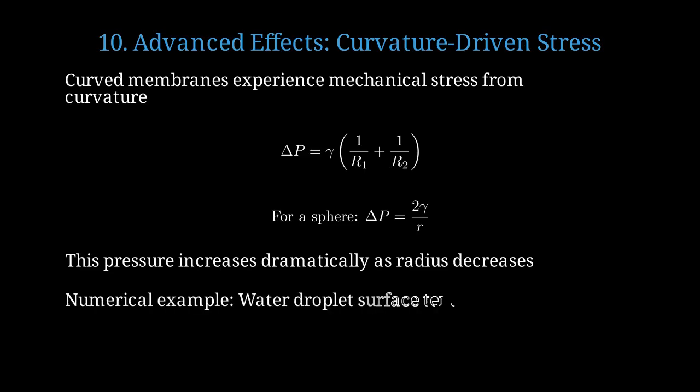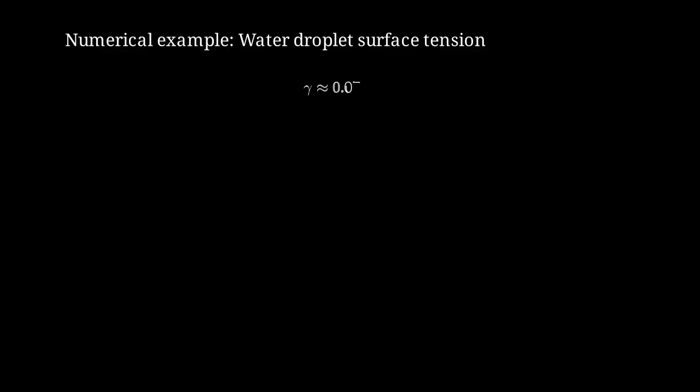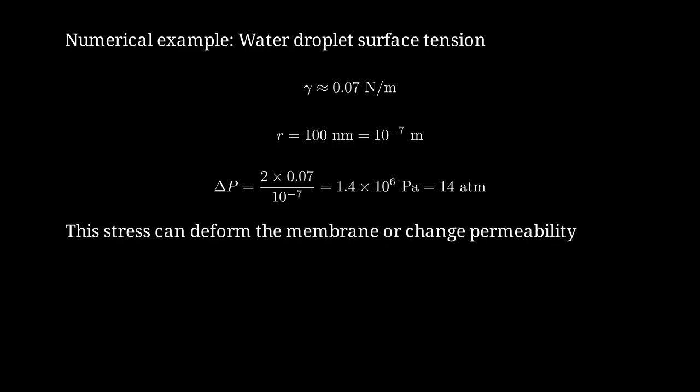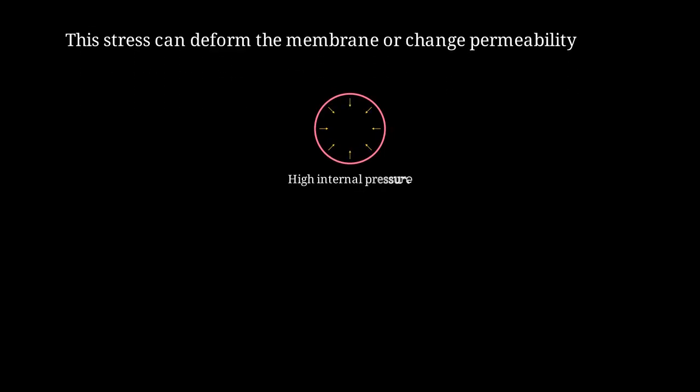Let's calculate this for a water droplet to see how large the effect is. Water surface tension is about 0.07 newtons per meter. For a 100 nanometer radius droplet, the pressure difference is 1.4 megapascals, which is 14 atmospheres. That's enormous internal pressure. This stress can deform the membrane, change its permeability, or even rupture it under certain conditions. These arrows pointing inward represent the high pressure trying to compress the capsule contents due to surface tension.